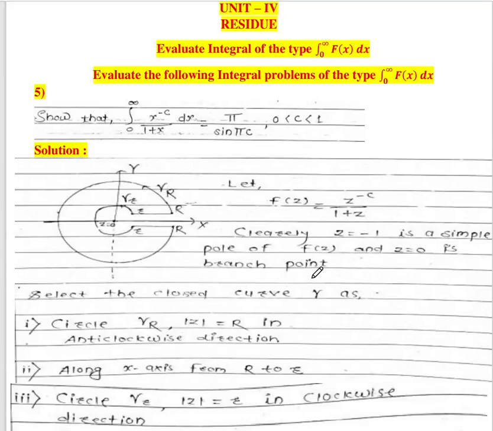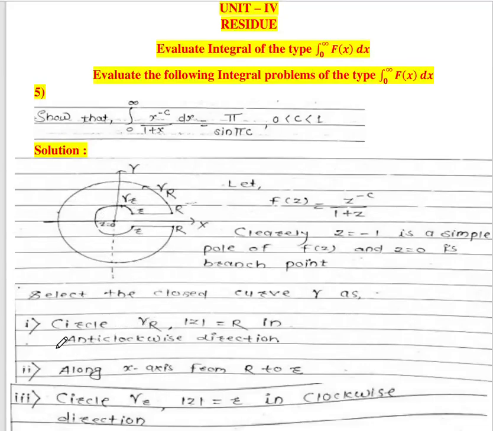Let us consider the function f of z defined as z to the power minus c upon 1 plus z. Here clearly z equal to minus 1 is a simple pole of f of z and z equal to 0 is the branch point. Now select the closed curve gamma as follows: this is the closed curve gamma, and this is the inner closed curve gamma r.